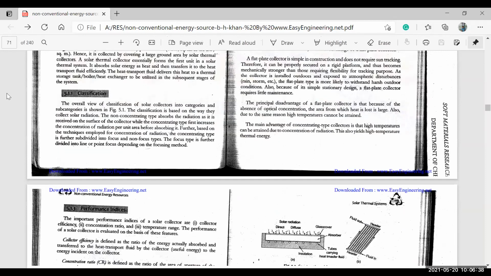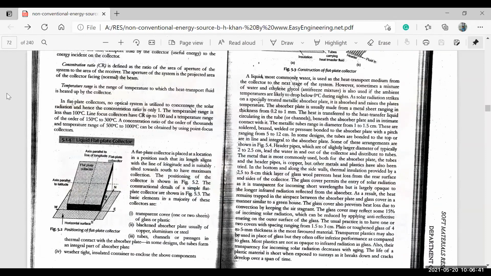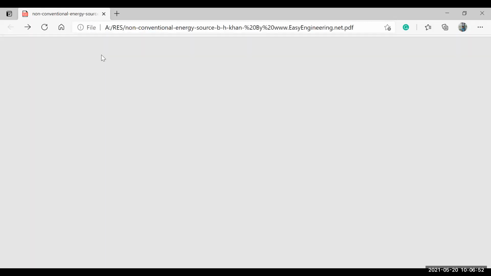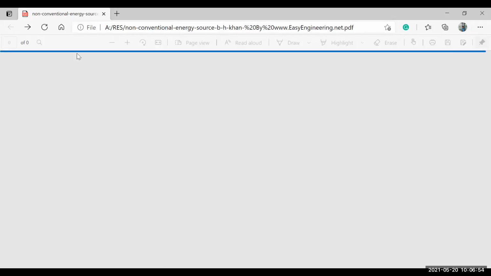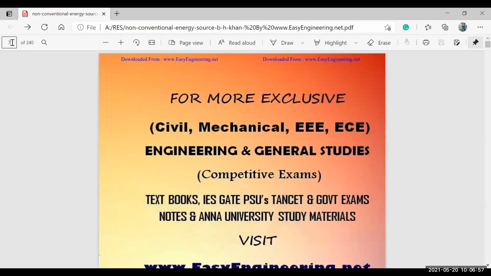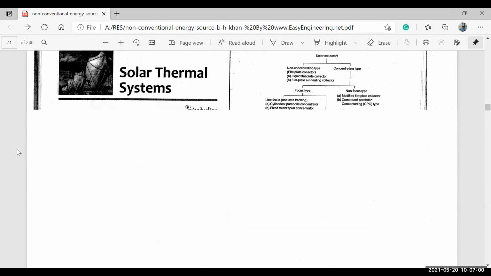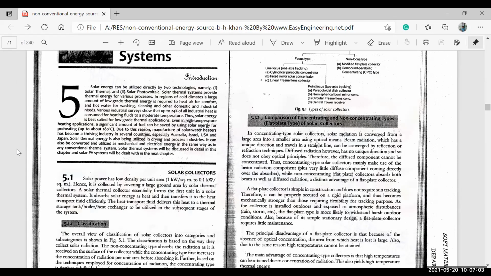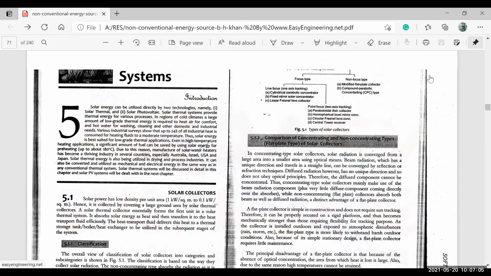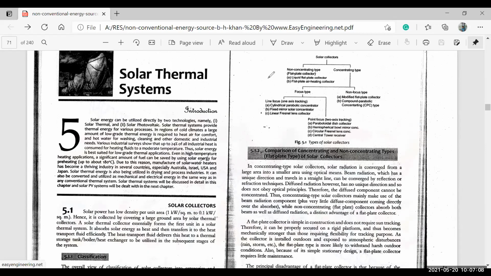So, solar thermal systems, right? We have seen the flat plate. Okay, so that solar collector, we have seen the non-concentrating type. That comes with the flat plate.